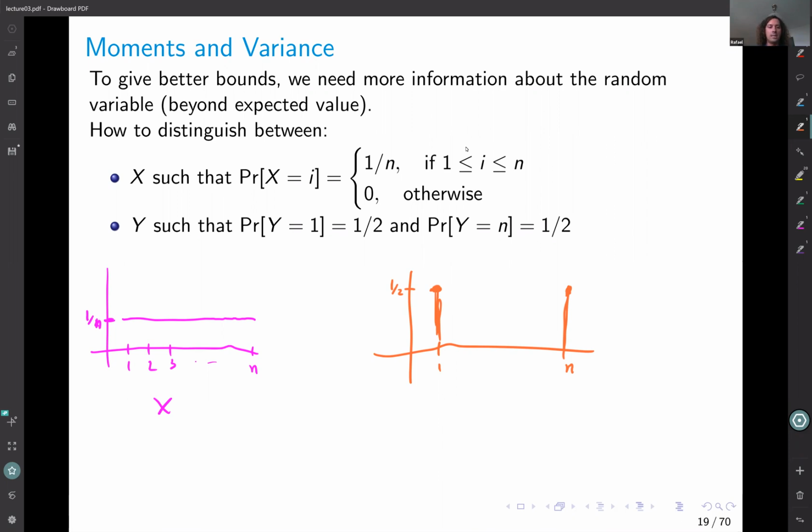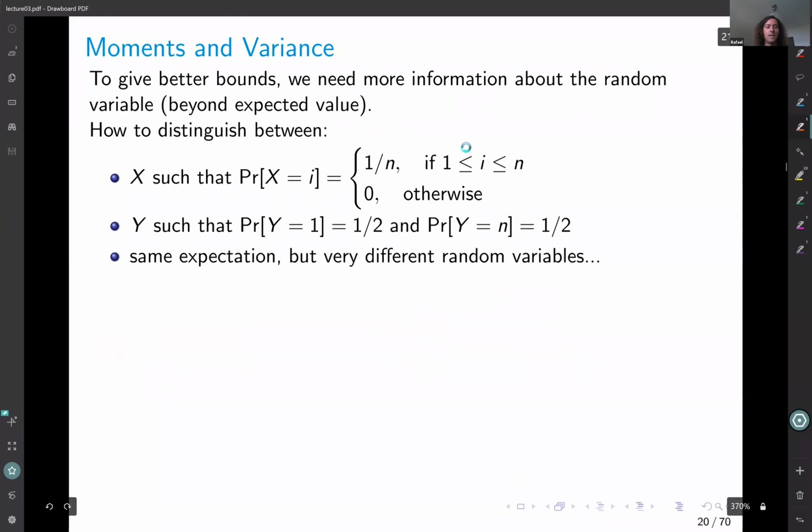So how do we distinguish them mathematically? Based on the picture, you can see that they're different, but how would you mathematically distinguish between those random variables? The way to distinguish them is the following. They have the same expectation, but they're very different random variables.